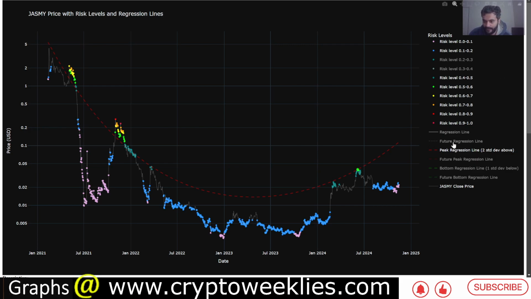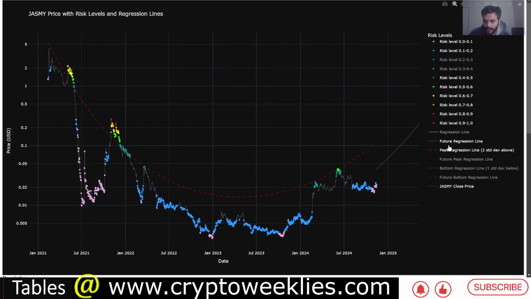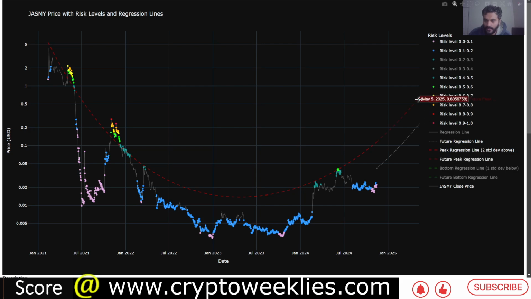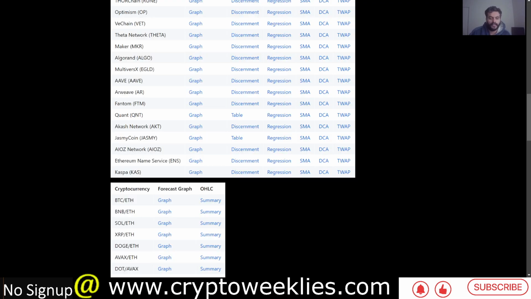This takes into consideration what was happening throughout the market cycle with respect to the price. Again, we do have a future regression line, as well as a future peak regression line, where the prices for Jasmy in 2025 could go, per the model, if the market heats up at the same pace like it heated up in early 2024, to around 60 cents for Jasmy. So this is again a way to analyze Jasmy.